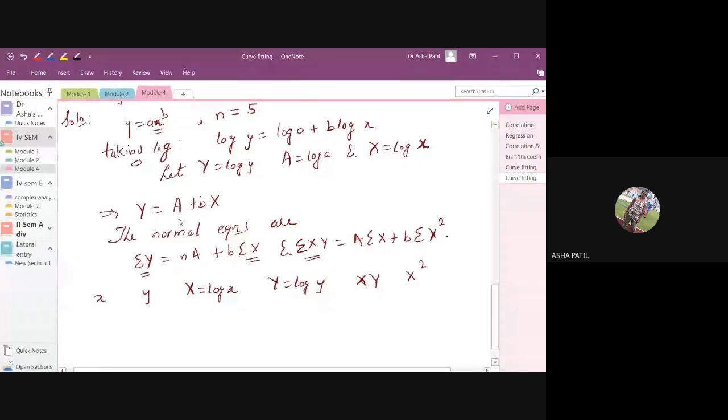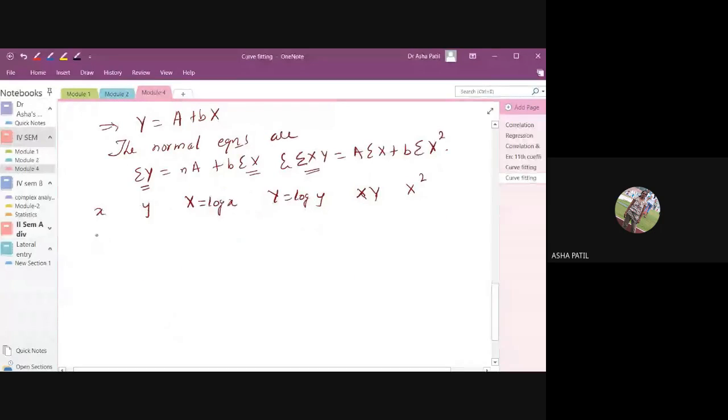Tell me the summation. X values 1, 2, 3, 4, 5. Y values 0.5, then we have 2, 4.5, 8, 12.5. Okay. Now go for log x value.